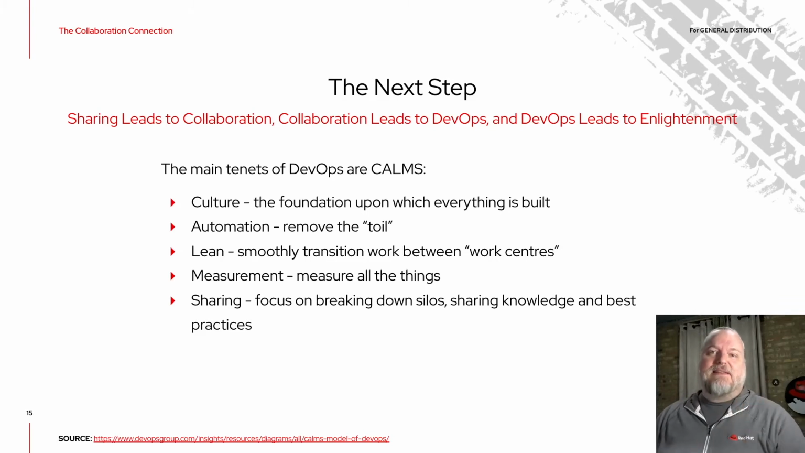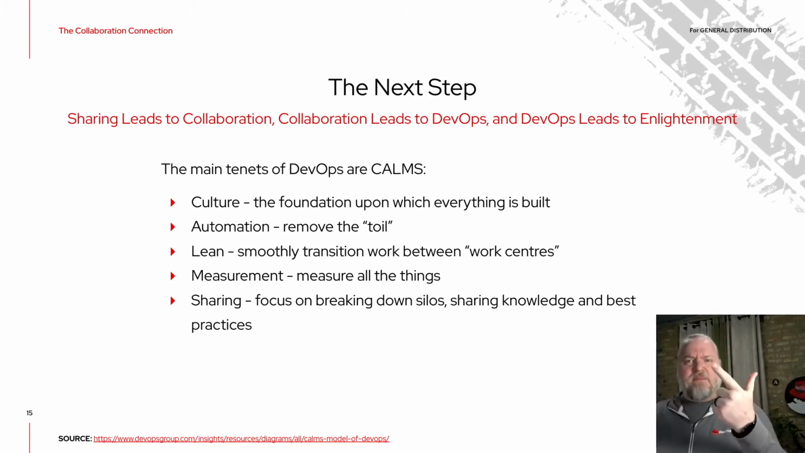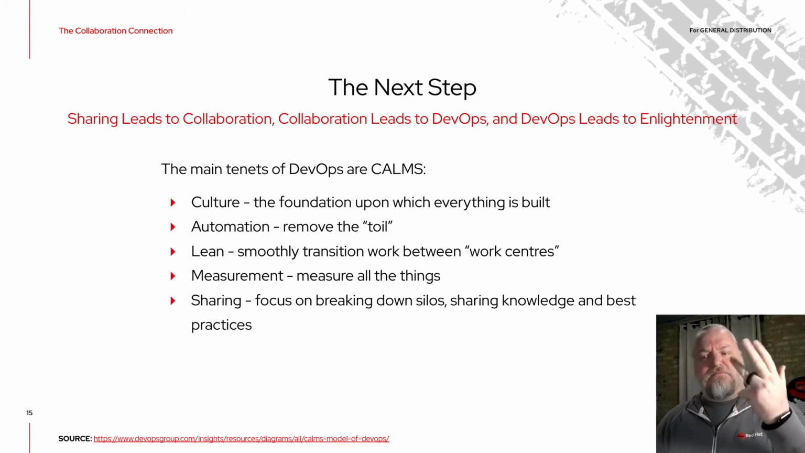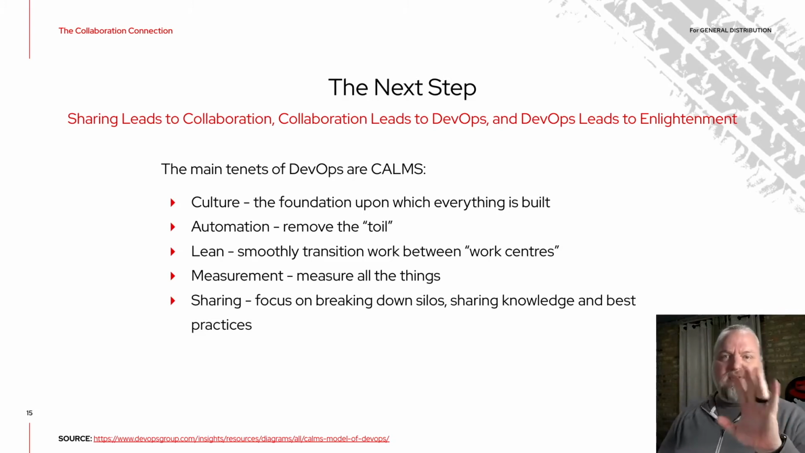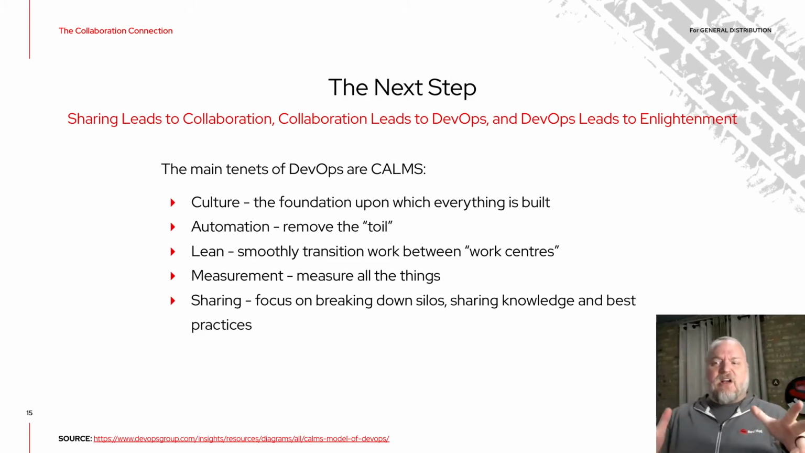Well, the main tenets of DevOps can be expressed in this abbreviation, CALMS. CALMS stands for culture, automation, lean, measurement, and sharing. So let's talk about what each of those is. Culture, well, that's the foundation upon which everything is built. That's the foundation of DevOps. That's the foundation of a well-oiled machine in terms of IT.